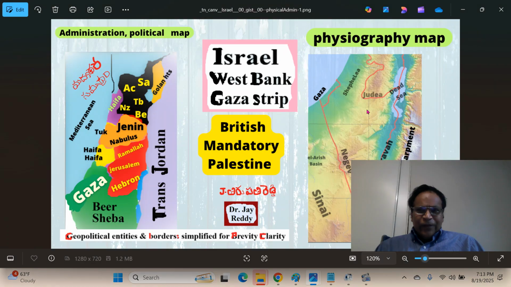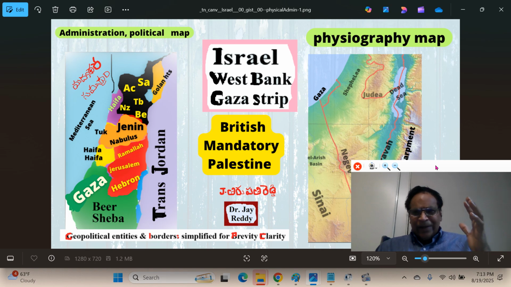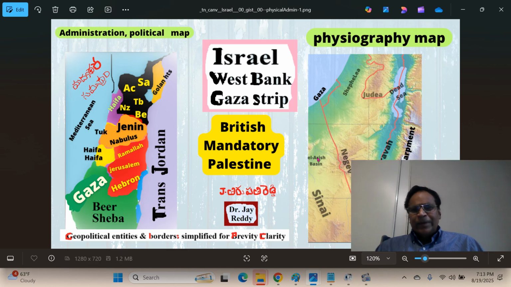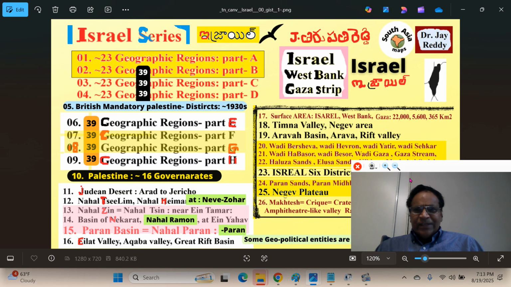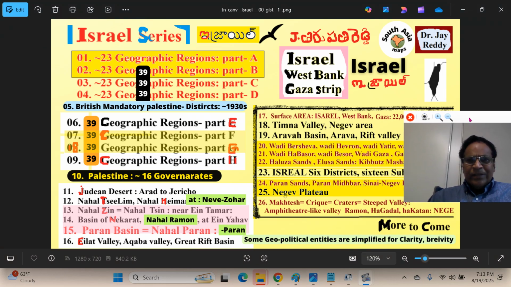We are exploring the physiography of Israel, which gives a better understanding of the physical features of the landforms, the deserts, water bodies, plains, peneplains, gorges, compared to two-dimensional political administrative geography. This is the gist of the A Bird's Eye View of Israel series.